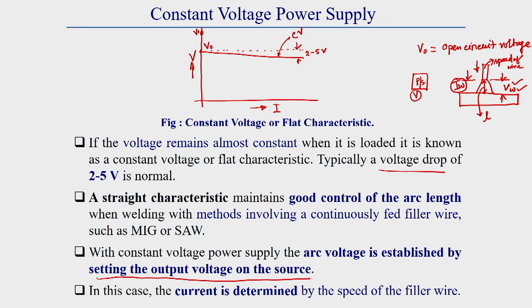That's why, if the feeding increases, then to maintain a constant arc length, our current will automatically increase or decrease. So that's why the welding current is determined by the speed of the filler wire. How this happens, I will explain in detail. Why it is called a constant voltage power source, I will also explain in a subsequent slide. Here one thing we can observe in the case of a constant voltage power supply.